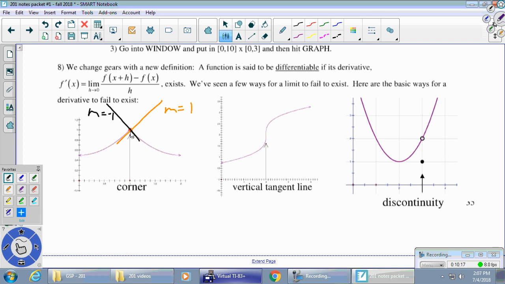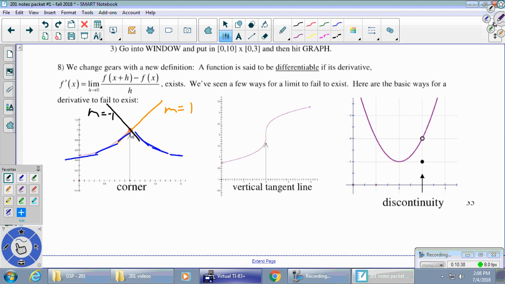And so your shortcut to take away from this is if you have a corner, then the function is not differentiable there. That said, if you take a look at any other point on this graph other than the corner, the derivative exists perfectly well. Like I've got plenty of nice tangent lines. It's really just that one spot that's a problem.